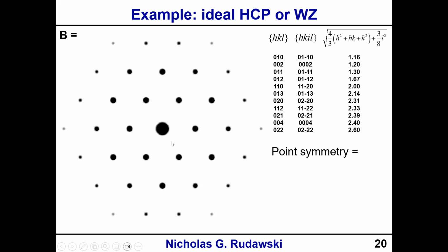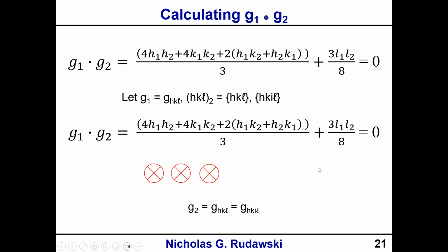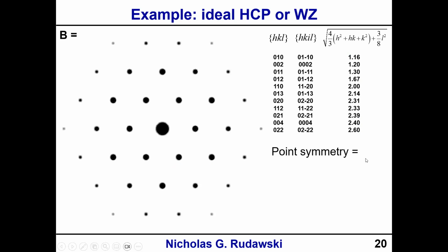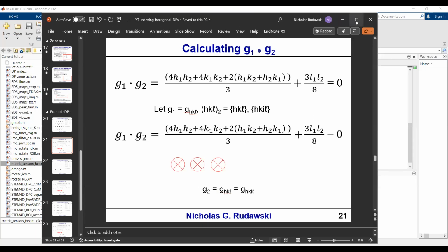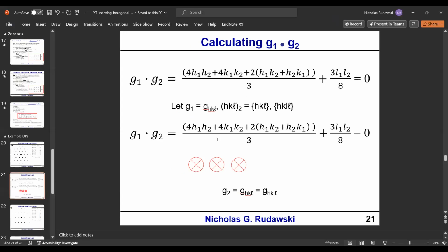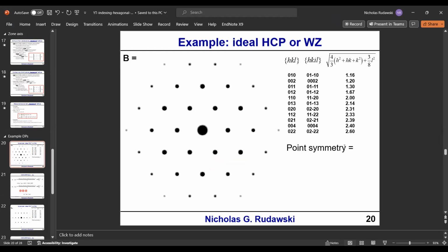Let me go back here and escape. Whoops, not escape. Let me go back here and hide meeting controls. Let me come back. Come on. All right, so point symmetry, we'll do 6mm.